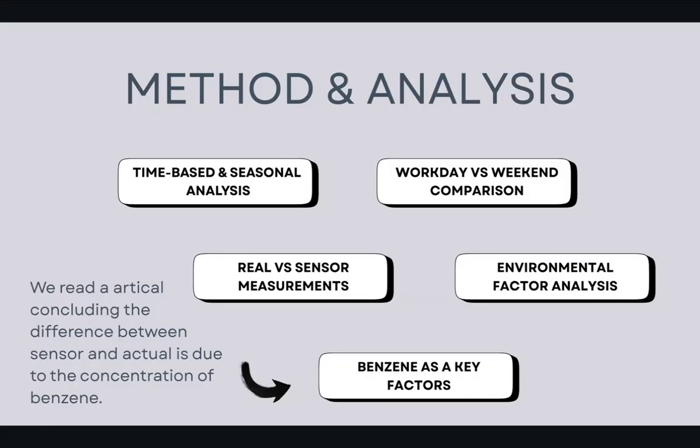Next, we compare real data and sensor data to understand why there is a difference between the sensor and real data. We analyze environmental factors such as temperature and humidity, which show just a weak relationship. We wanted to find the factor that caused the difference. We read an article, then found out benzene is the main reason. When we set benzene as the factor, a much stronger relationship emerged.